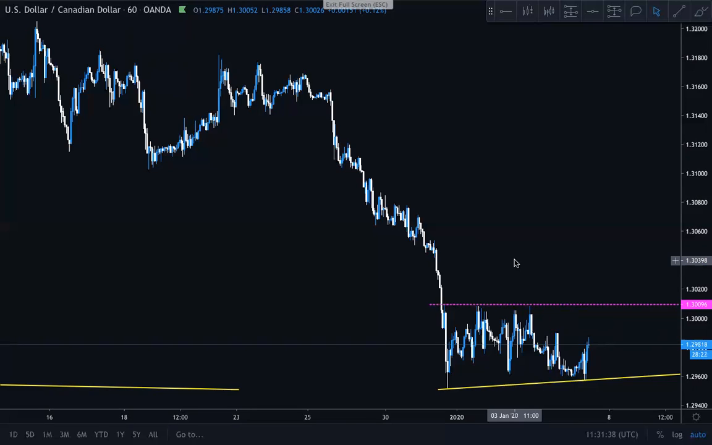So yeah, this is a quick little forecast analysis, whatever you want to call it, on USDCAD. I'm going to see how price shapes up moving forward. Yeah, hope you enjoyed it.